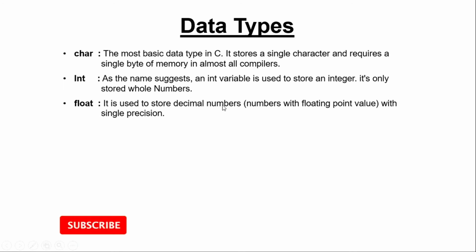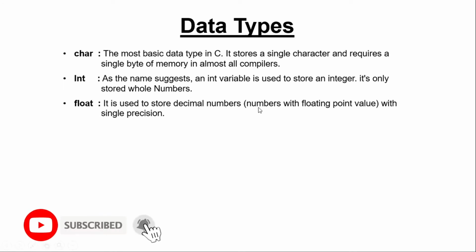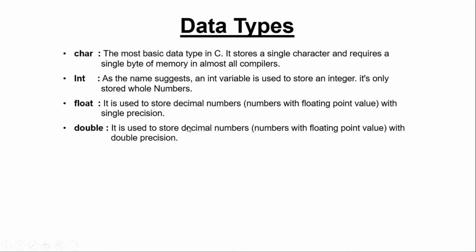Float. It is used to store a decimal number, a floating point value, with single precision. Double data type is used to store a decimal number with double precision. Float stores floating point decimal number values with single precision, and double stores decimal values with double precision.